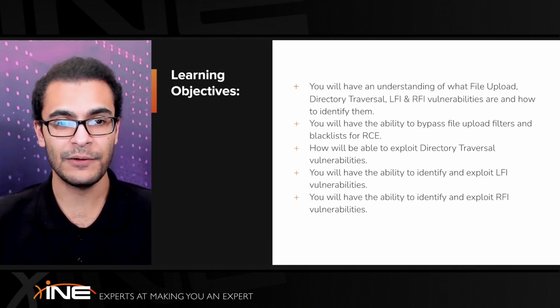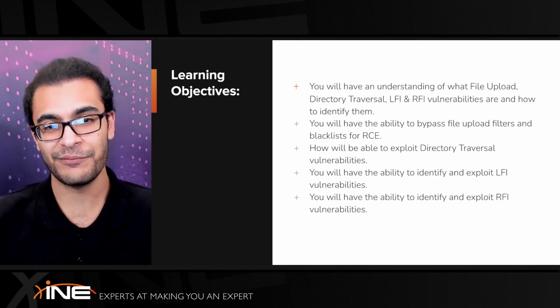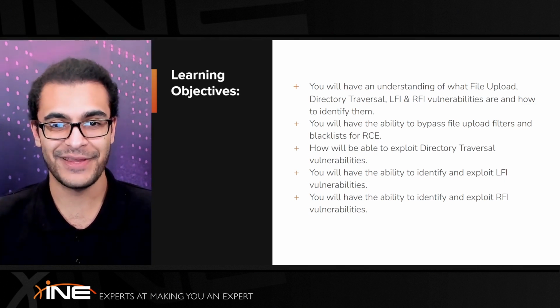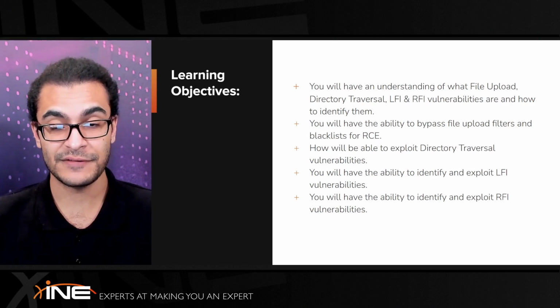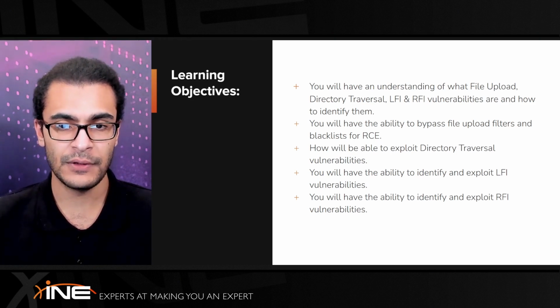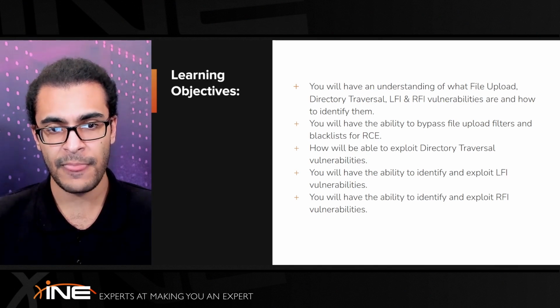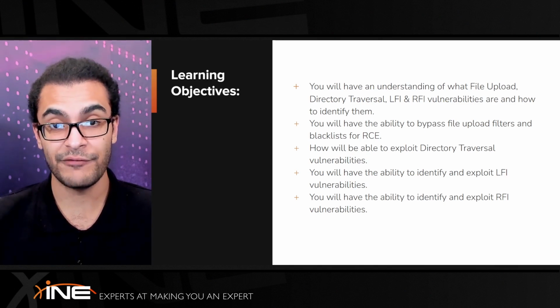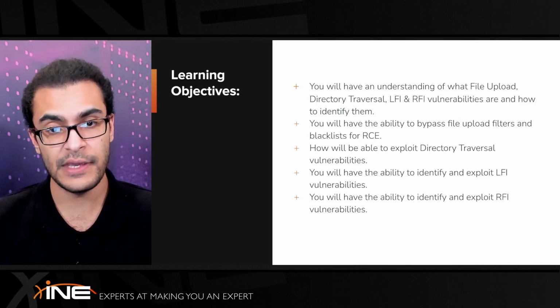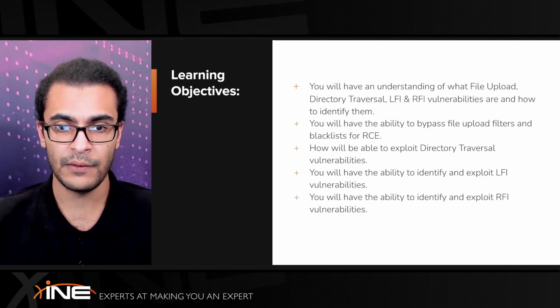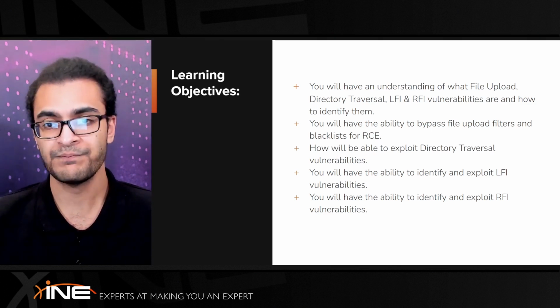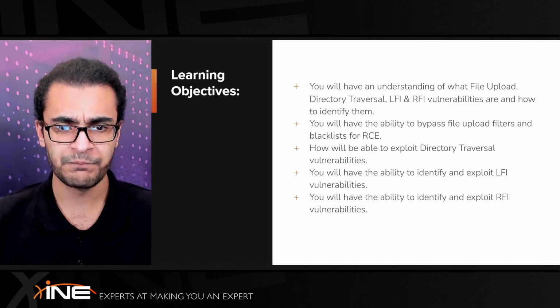So if we take a look at the learning objectives, they haven't changed from the course introduction. You can actually go and verify that. By the end of the course, you should have an understanding of what file upload, directory traversal, LFI and RFI vulnerabilities are, and how to identify them. Indeed, we covered that extensively. We actually covered more than that: the impact and the methodology behind identifying these vulnerabilities. And we got introduced to each one of them. So hopefully you agree as well.